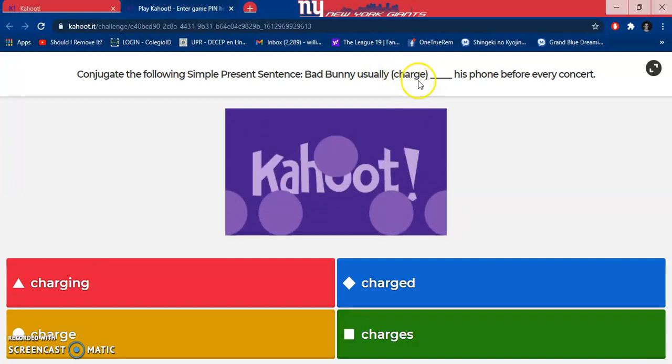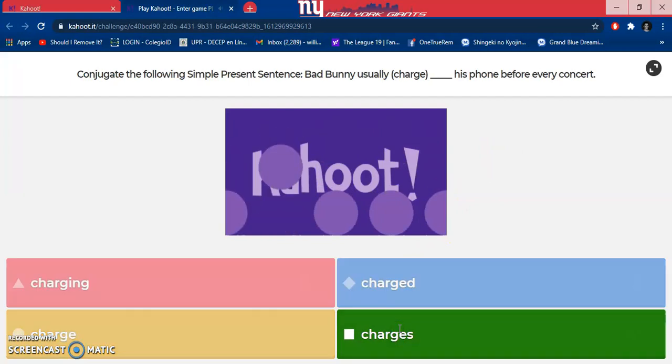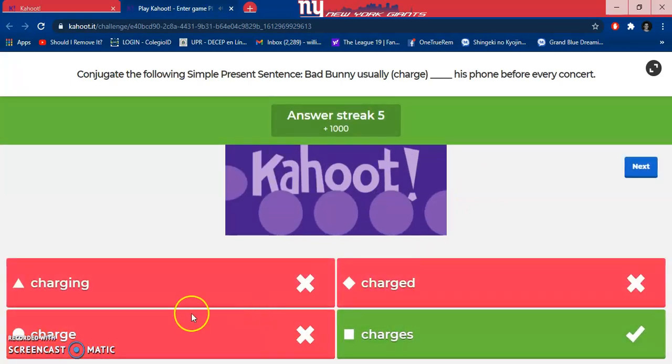Since it doesn't end in E, we just add S. And the correct answer is charges. And it follows the formula: subject, frequency adverb, verb conjugated, and then the rest of the sentence.